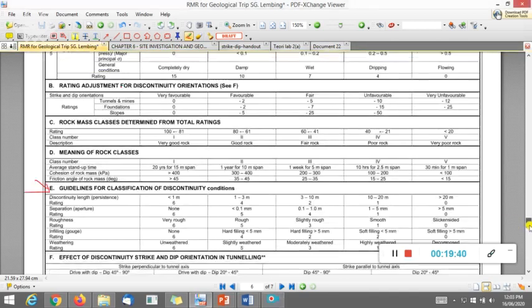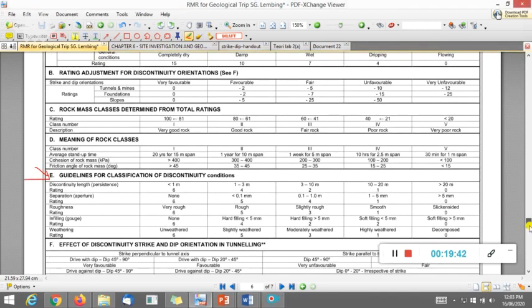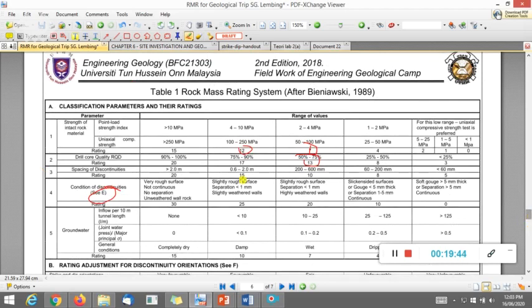After all the conditions for E, for discontinuities, have been determined, you need to go back to parameters number 1, 2, 3, 4. So the condition of discontinuities.